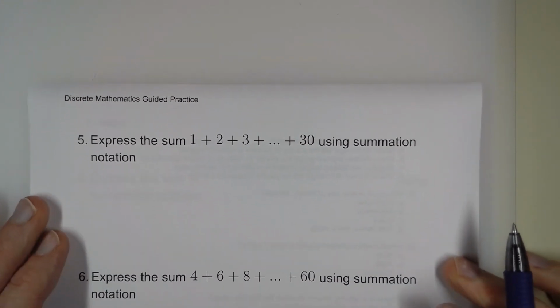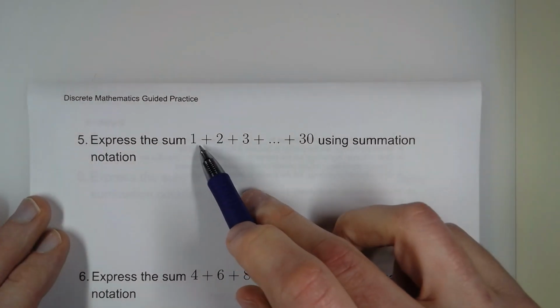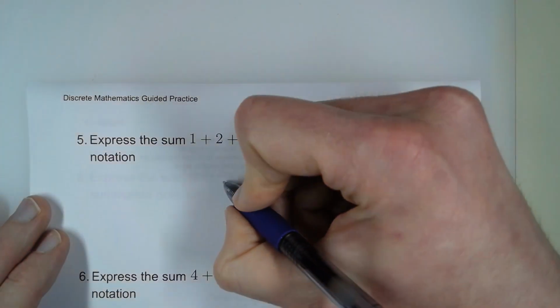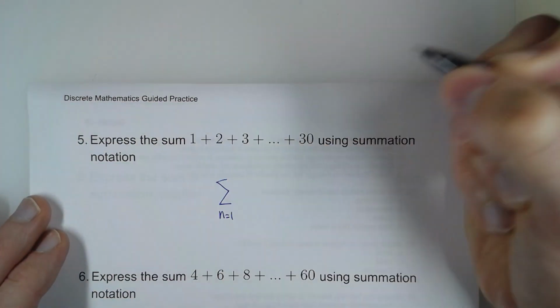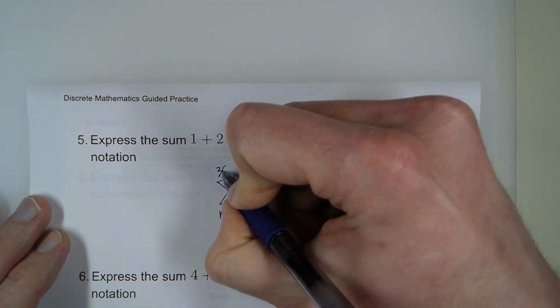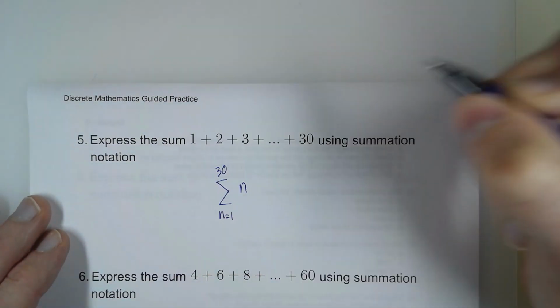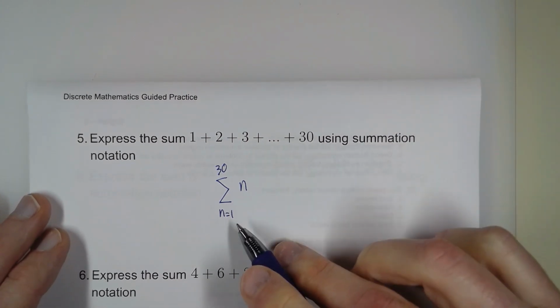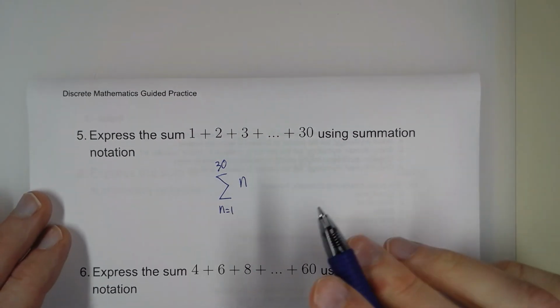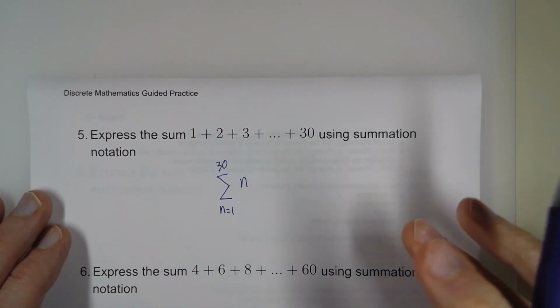Number 5, here we want to express this sum. And so we're going 1, 2, 3, all the way up to 30. So we have n equals 1 as our first number, 30 as the last, but we're not doing anything to it. So that means the only formula is just n. Whatever that number is, that's what's getting plugged in, and that's what you're adding.